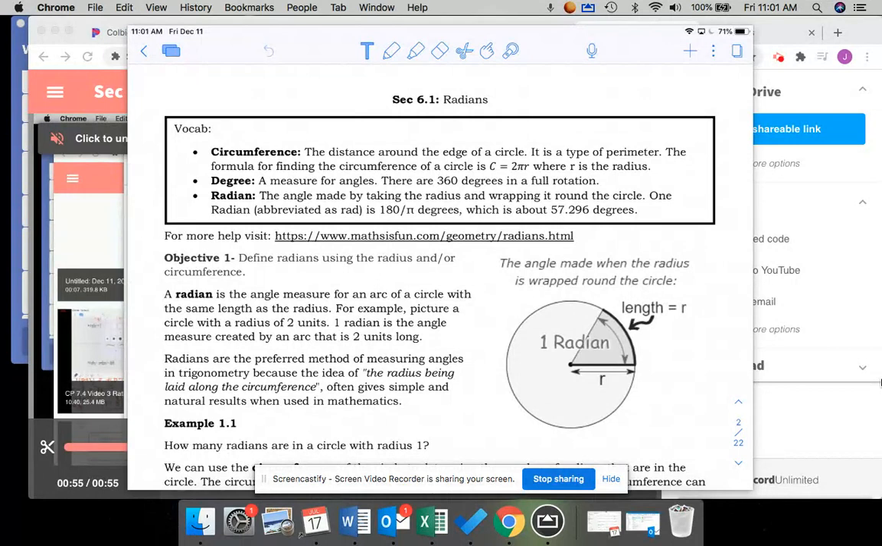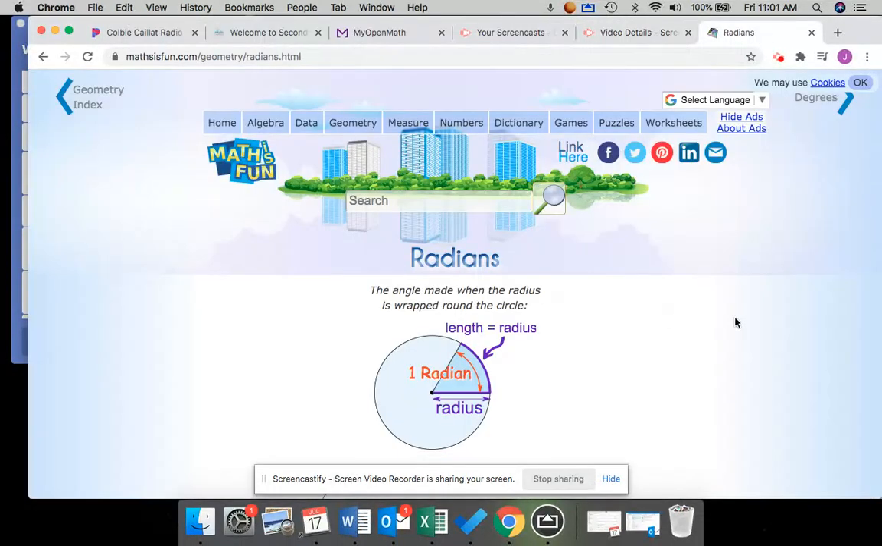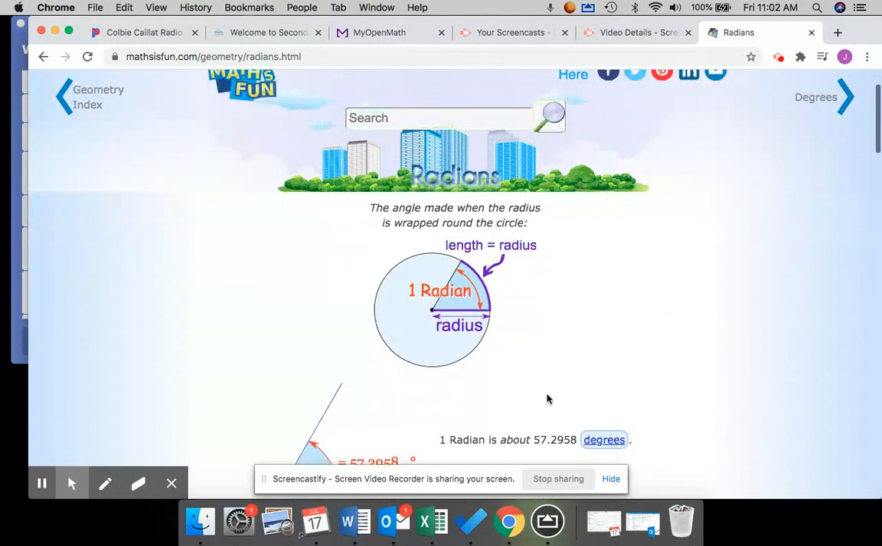On the top underneath your vocab box there, you see a nice fun website called mathisfun.com, which it is. So we're going to head over there now, mathisfun.com. If you would like to join us there, you're more than welcome to. But this is what happens when you pull up that website, and it beautifully explains what a radian is.